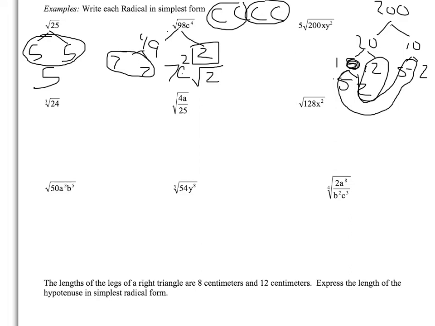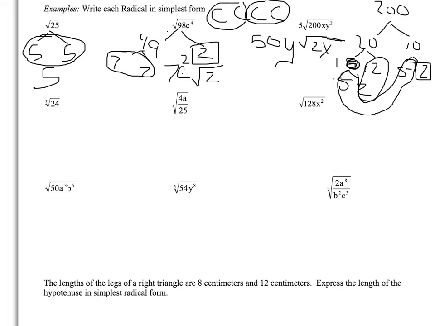5 times 2 is 10. Times the 5 on the outside already is 50. Inside the radical, you have an extra 2 left over. For the x's, you only have one x, so you have no pairs, so that goes underneath the radical. For the y squared, that's like y times y, so you have 2 y's. And you can circle up pairs, so you'll have 1 y on the outside.